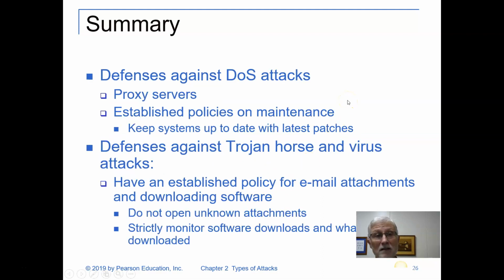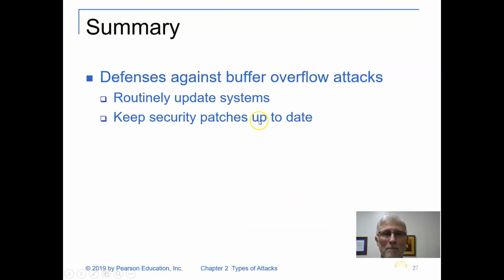Defenses against DoS include proxy servers, policies, and maintenance procedures. Against Trojan horses, have a policy for email attachments and downloading software. If you don't know what the attachment is, don't download it. If you don't know who it's coming from, don't download it. And of course, monitor all that. Against buffer overflow, again, apply system updates and keep security patches up to date, but make sure these patches are from a reliable source.